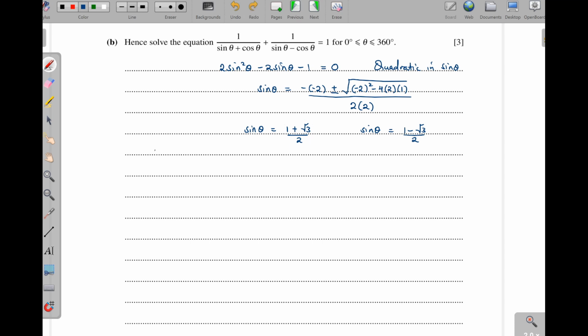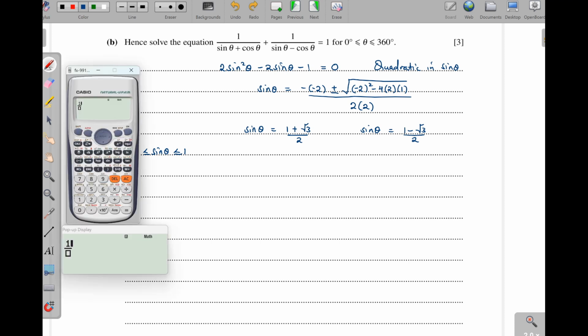because we know that sine of an angle doesn't exceed 1, okay? And it doesn't go beyond the -1, so that is it. So let's see which one falls within. 1 plus root of 3, then divide by 2. This one is giving us 1.36. That means when you get the arc sine of this, it is going to give you math error.